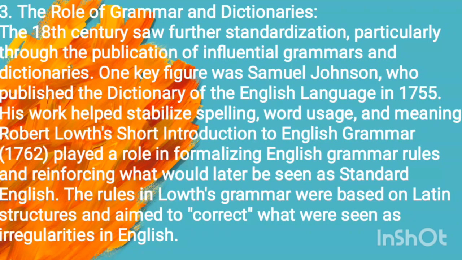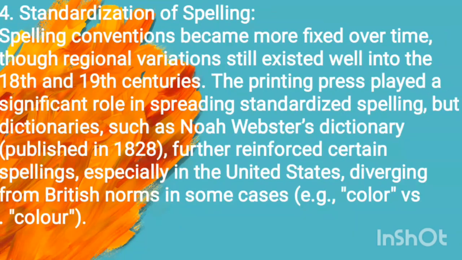Next, why was this important? Before dictionaries and grammar books, English was written with inconsistent spelling and grammar. These works fixed certain ways of writing as the correct form, making English more standardized. Next one, standardization of spelling. English spelling was not always consistent. Over time, it became more fixed due to the printing press, which spread standardized spelling, and dictionaries, which set official spelling.